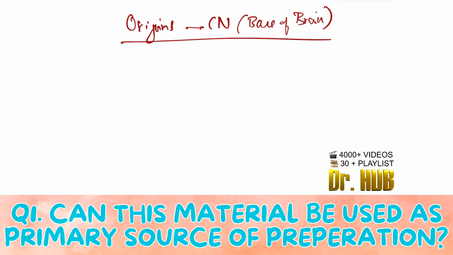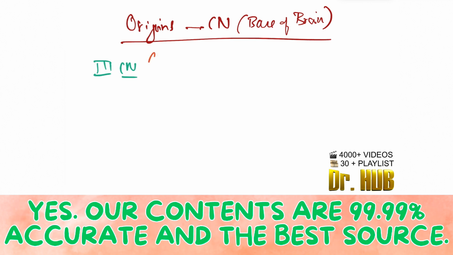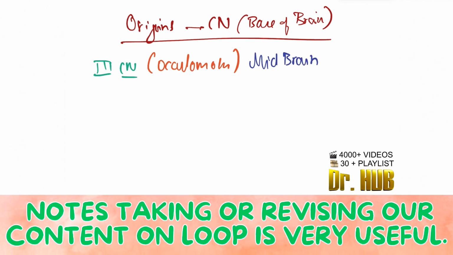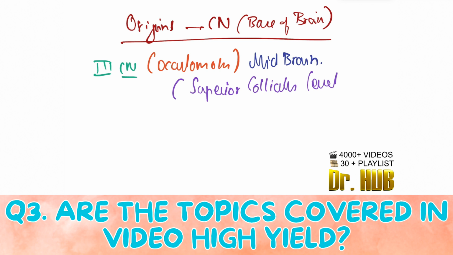So looking at the third nerve, the third cranial nerve is known as the oculomotor. So this oculomotor nerve, the origin is the midbrain at the level of the superior colliculus. So it is present in the midbrain. And what is the level? The level of the superior colliculus.